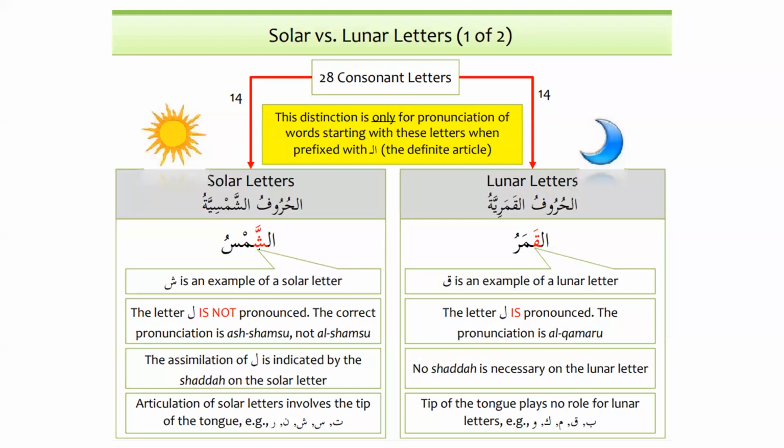We say ash-shamsu, ash-shamsu. And the reason is, as I told you earlier, that whenever we have tashdid after lam, then the lam is not pronounced. It becomes sakin. However, and this is what we can see, after lam, if there is no tashdid, then the lam has to be pronounced. So how do we pronounce it? Al-qamaru, al-qamaru.